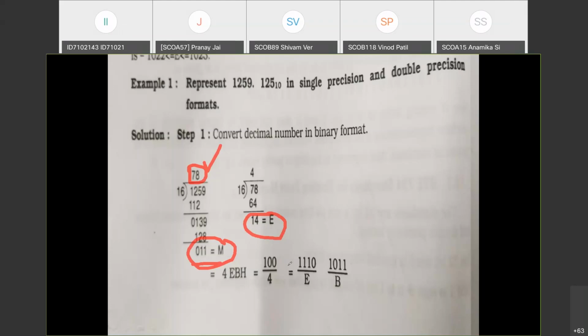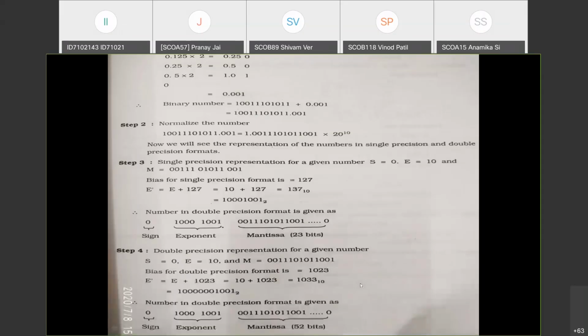So the next step is that after performing this operation, we need to represent all this data in the bit format. So for the fraction part, we multiply by 2, that operation we have performed, and the total answer is again written in the binary format.